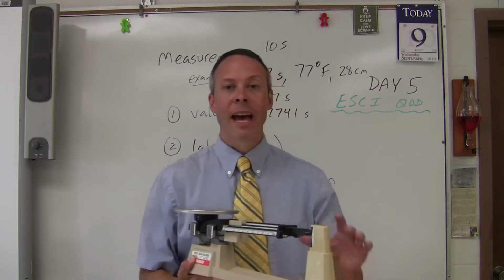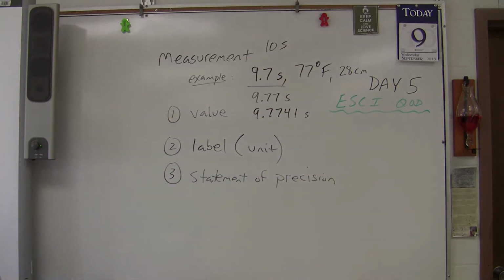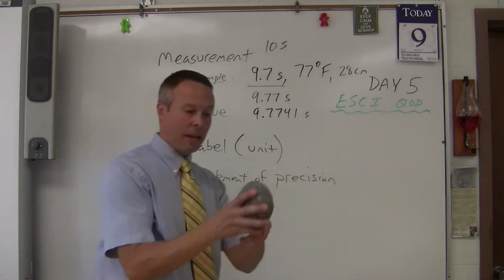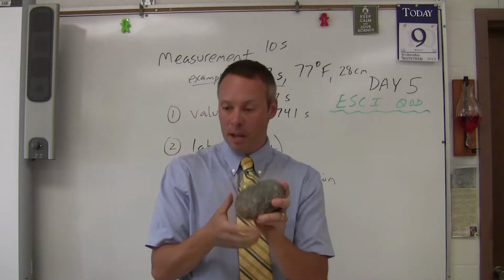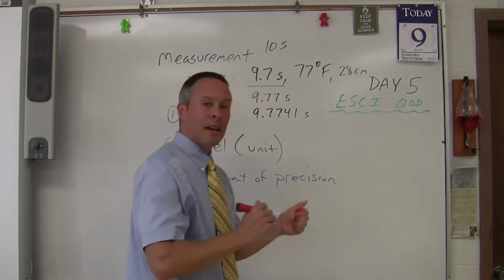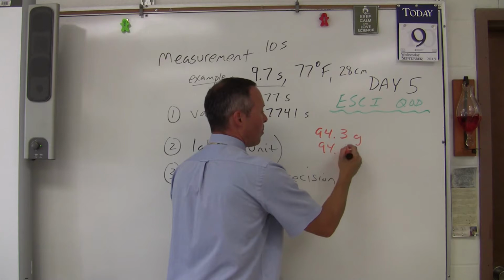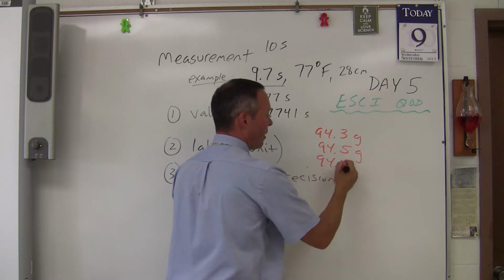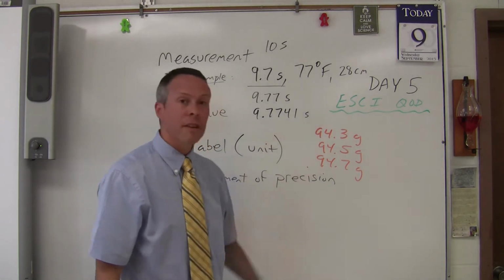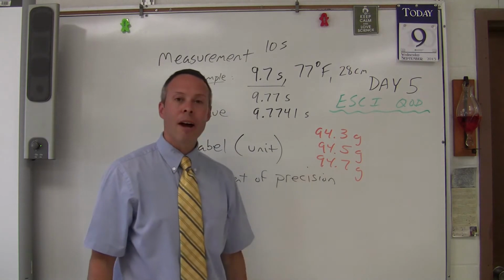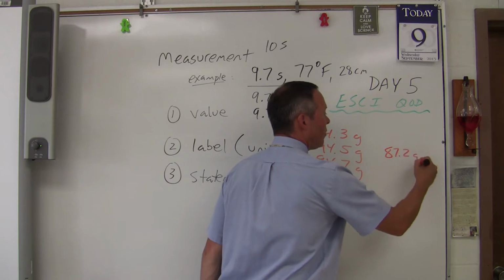Not necessarily. Accuracy is something different. Accuracy is the actual value. So like if this was the rock and you found its mass 5 times and you were really close every single time, like let's just take 94.3 grams, 94.5 grams, 94.7 grams. You're pretty precise. You're getting close to the same value. Here's the problem. That rock does not have a mass of 94 grams. It actually has a mass of 87.2 grams.